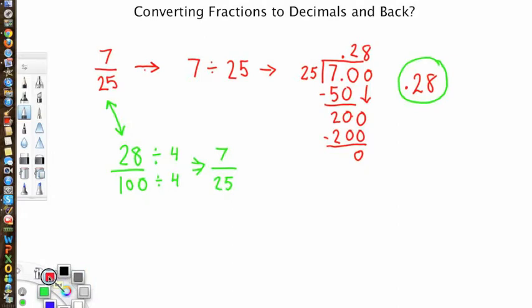That's how we convert fractions to decimals by dividing. Okay, every fraction is a division problem. We divide through like a long division problem. We get a decimal as our answer.